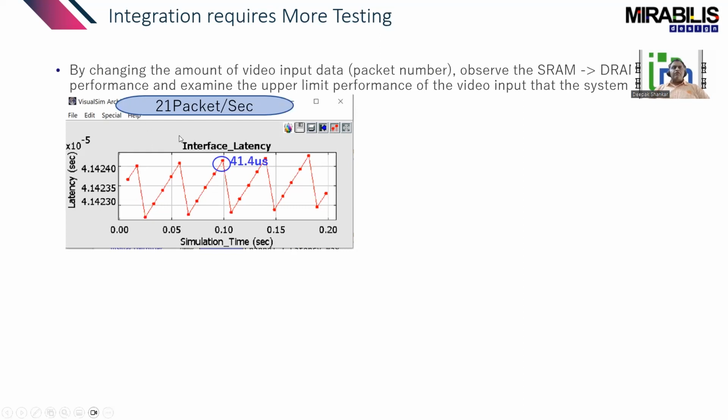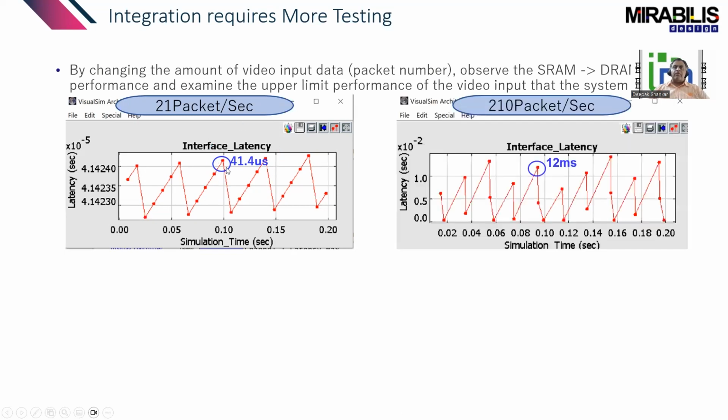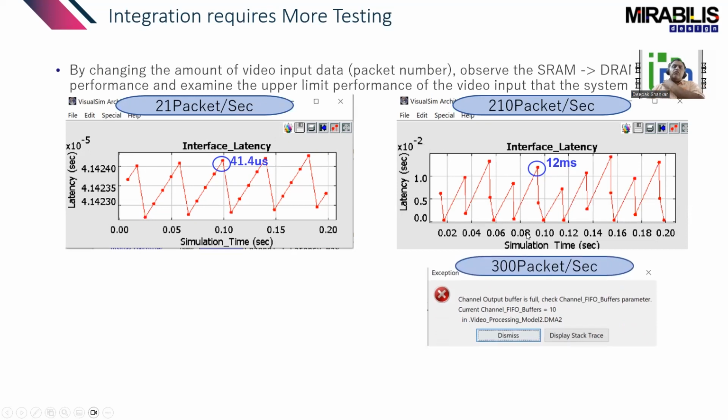So when I started off with 21 packets, I got a latency of 41 microseconds, very reasonable. When I increased it to 210 packets on the video interface, the latency went from 41 microseconds to 12 milliseconds, a 300x difference. Now, I tried to increase this to 400, and then I saw that the FIFO buffers are maxed out, so the system doesn't operate anymore.